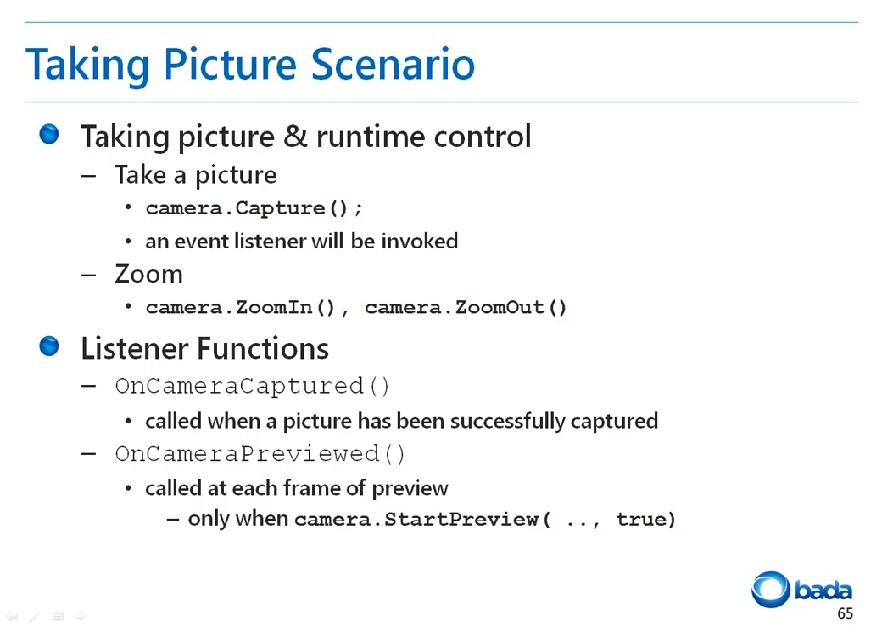OnCameraCaptured is the function that notifies the program that the picture has been taken successfully by the capture function of the camera. The OnCameraPreviewed function is the function that's called for each frame of the preview. In the StartPreview function of the camera, you can define whether to use this listener or not.